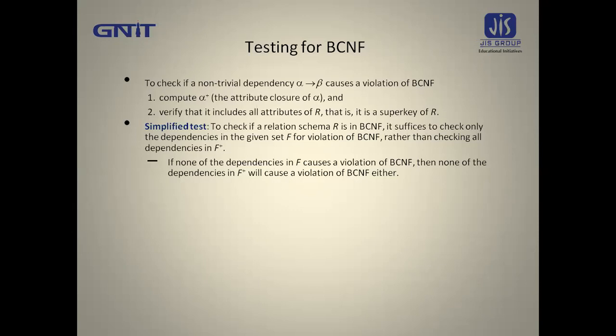So the simplified test procedure is like this. To check if a relation schema R is in BCNF, it suffices to check only the dependencies in the given set capital F for violation of BCNF, rather than checking all dependencies in F plus, that is, F closure. So we don't need to check all dependencies. We just need to check the dependencies in the given set capital F. No need to go for F plus, the closure.